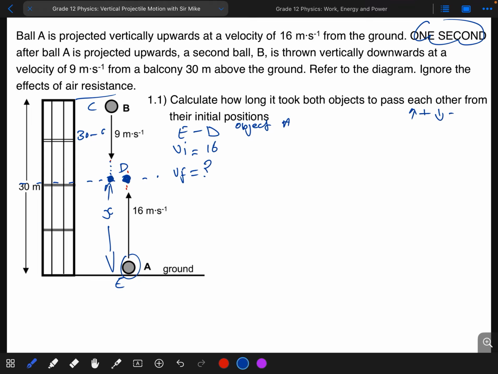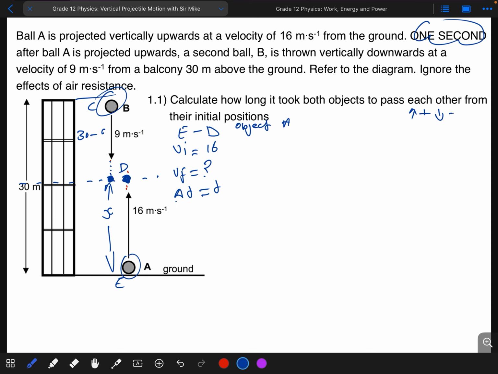If I say that the time it took object A to reach point D is t, remember that for object B, it will be t minus the lead time, which would be 1.